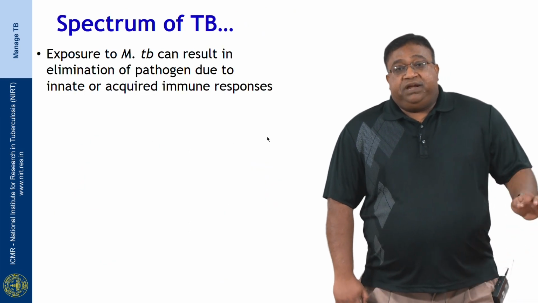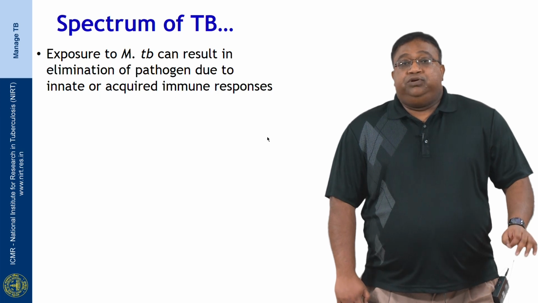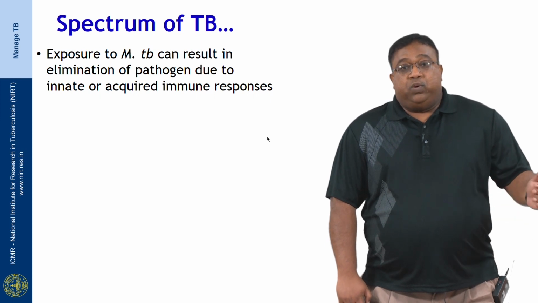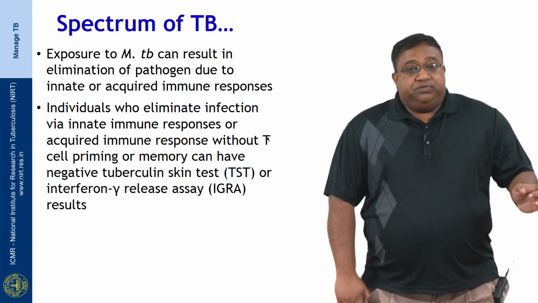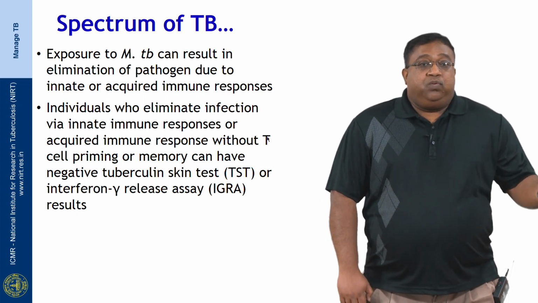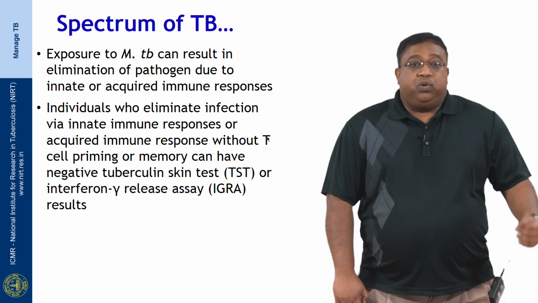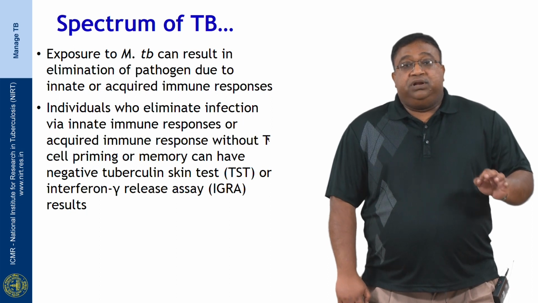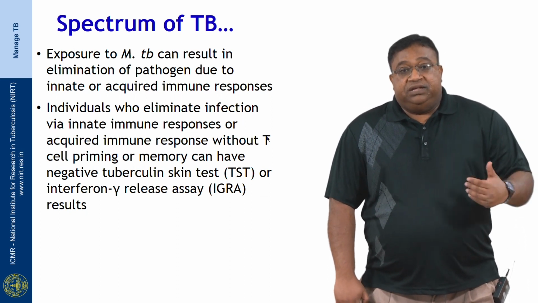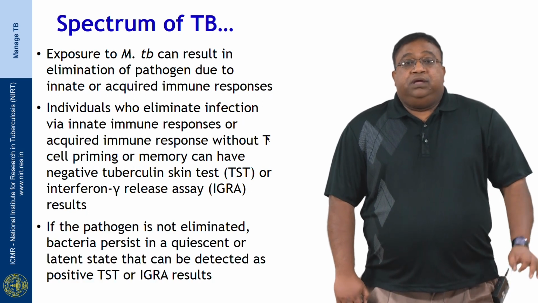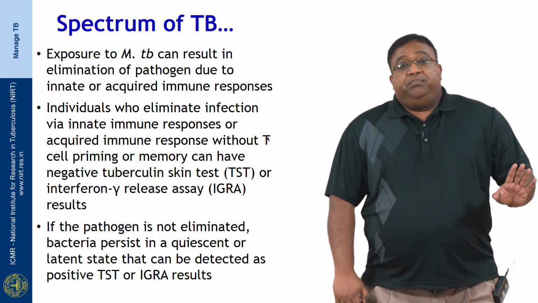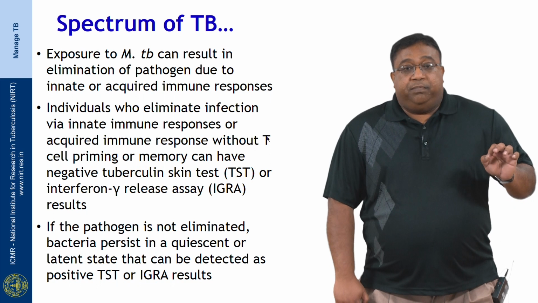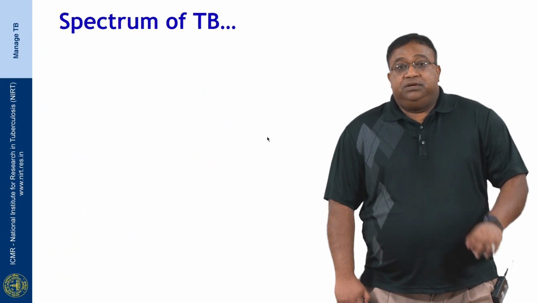So, in examining the spectrum of tuberculosis, exposure to M.tb can result in elimination of pathogen due to innate or acquired immune responses. Individuals who eliminate infection either via innate immune responses or by acquired immune responses without T-cell priming or memory usually have negative tuberculin skin tests or negative interferon gamma release assay, also known as IGRA. If the pathogen is not eliminated, bacteria persist in a quiescent or latent state that can be detected as a positive TST or a positive IGRA.